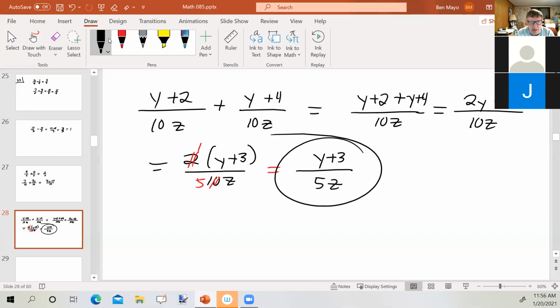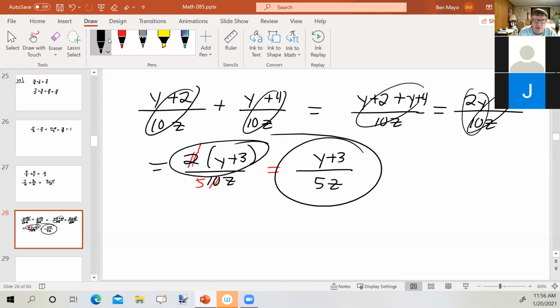Any questions about that? Notice again, I can't reduce it there or there or there or there or there. It has to be factored completely in the numerator.